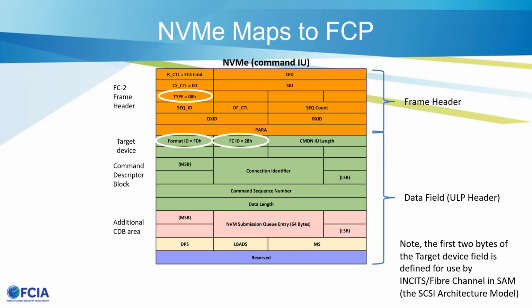The ULP header is shown here in green, and what we see is we have the connection identifier that tells us where we're going, and a sequence number that tells us where we are in our operation, and of course the data length. Then there's some additional space, additional CDB operations. So there's a submission queue entry that's identified there, a few other flags. And then below this will be the actual NVMe data that's going to be utilized.